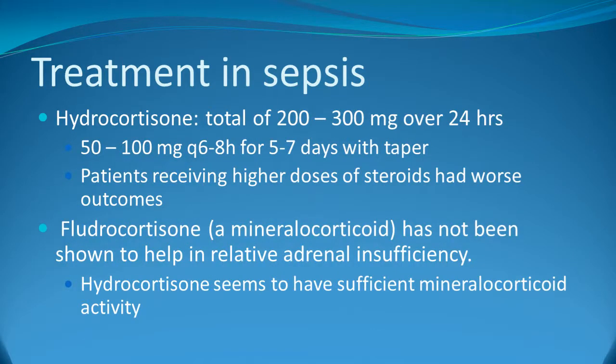Treatment in sepsis: hydrocortisone total of 200 to 300 mg over 24 hours, 50 to 100 mg, for 5 to 7 days. Patients receiving higher doses of steroids have worse outcomes. Fludrocortisone is a mineralocorticoid and has not been shown to help relative adrenal insufficiency. Hydrocortisone seems to have sufficient mineralocorticoid activity.